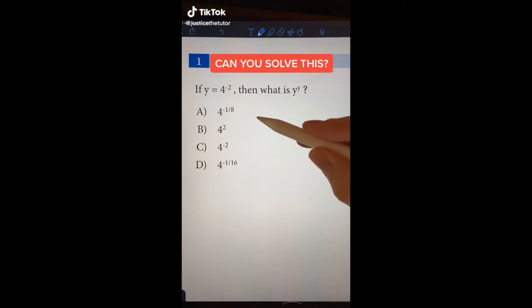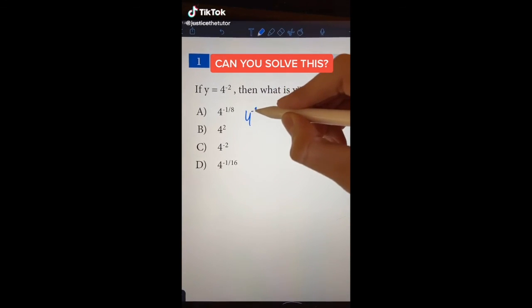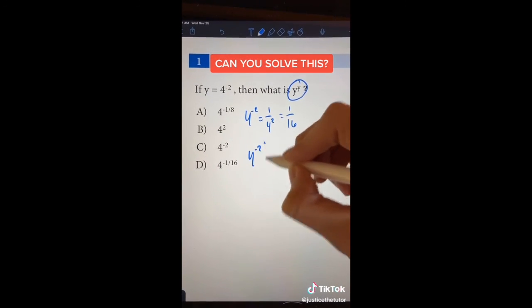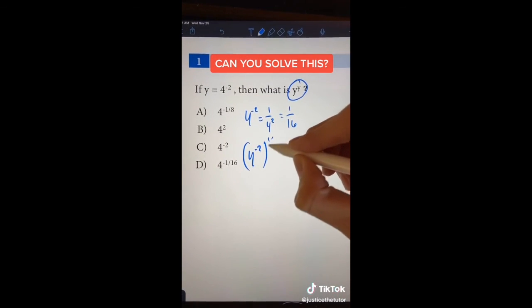If y is 4 to the minus 2, then what is y to the y? So 4 to the minus 2 is the same thing as 1 over 4 squared, which we can rewrite as 1 over 16. And it wants y to the y, which is 4 to the minus 2, to the y, which is also 1 over 16.